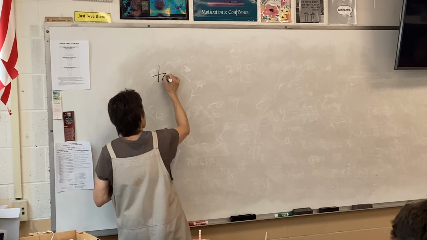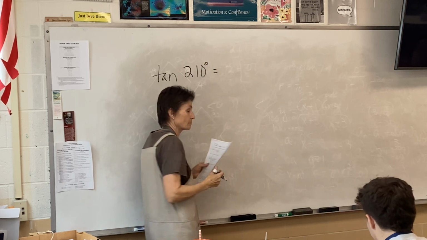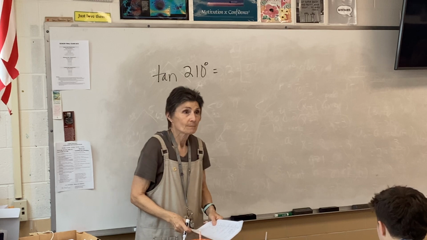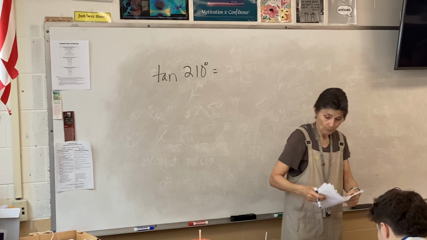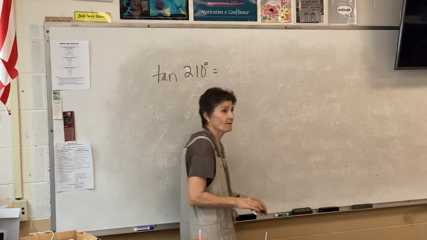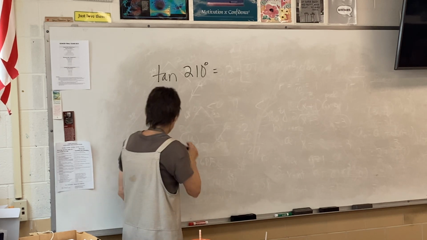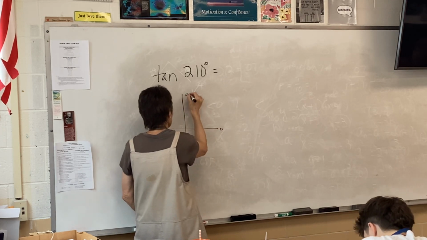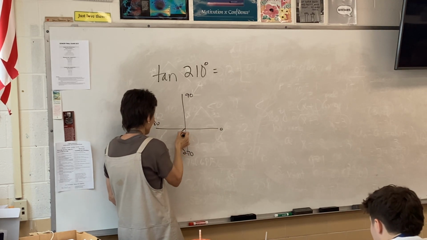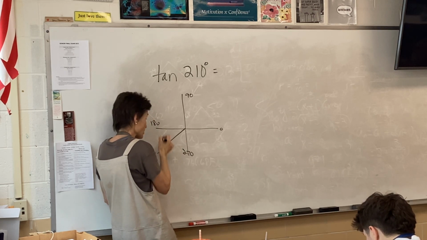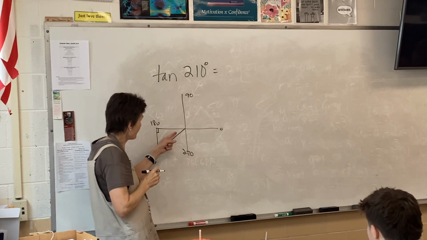Let's find the tangent of 210 degrees. So what do we do? First, we're going to find the tangent of 210 degrees. I draw a picture of 210 degrees, remembering that that's my setup. So 210 will be down here, past 180. Then I make a triangle. And then I figure out that angle right there.